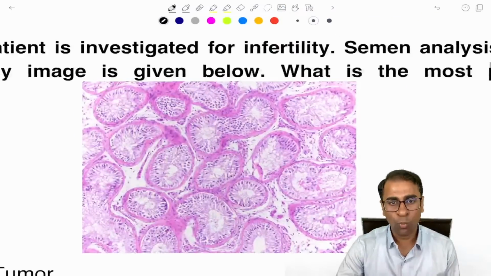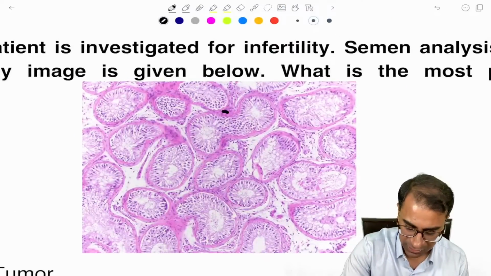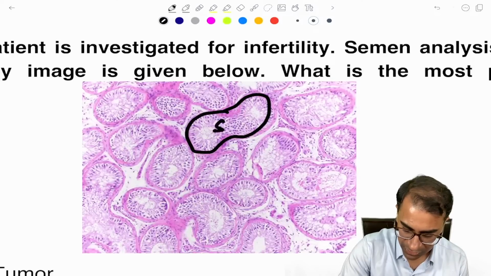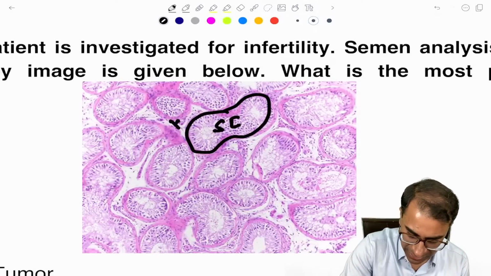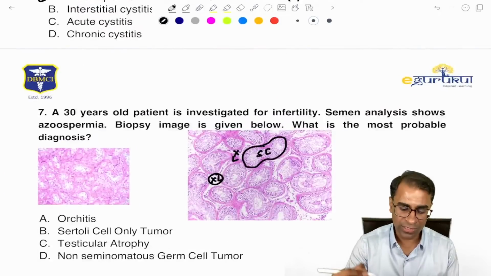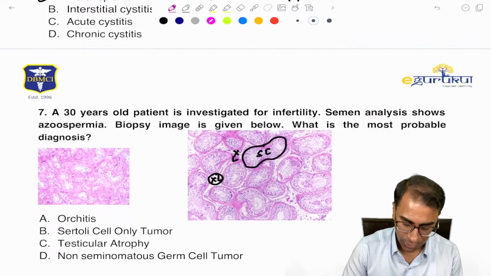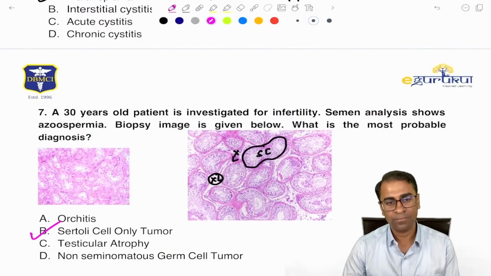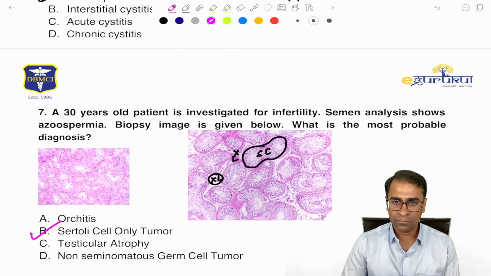This is a better image. Now what you see here is only and only Sertoli cells. It doesn't show any Leydig cells. There are no Leydig cells here. Absence of Leydig cells, and hence it's a case of Sertoli cell only tumor. Clear? There are no Leydig cells, and hence it's only a case of Sertoli cell tumor.